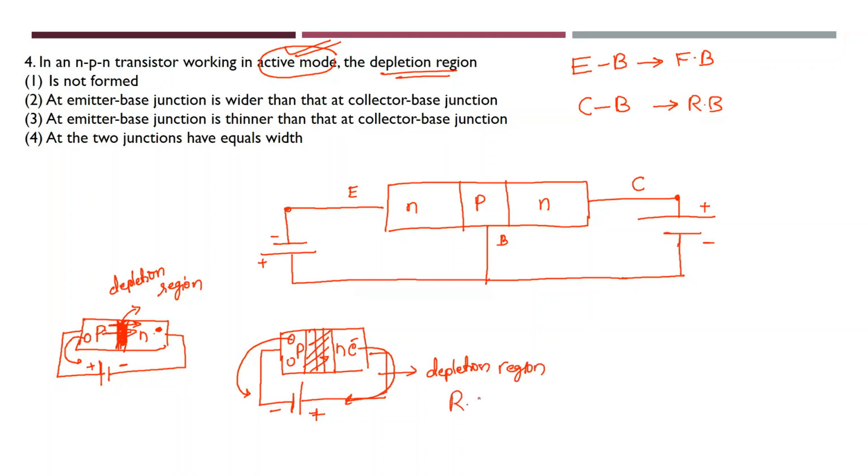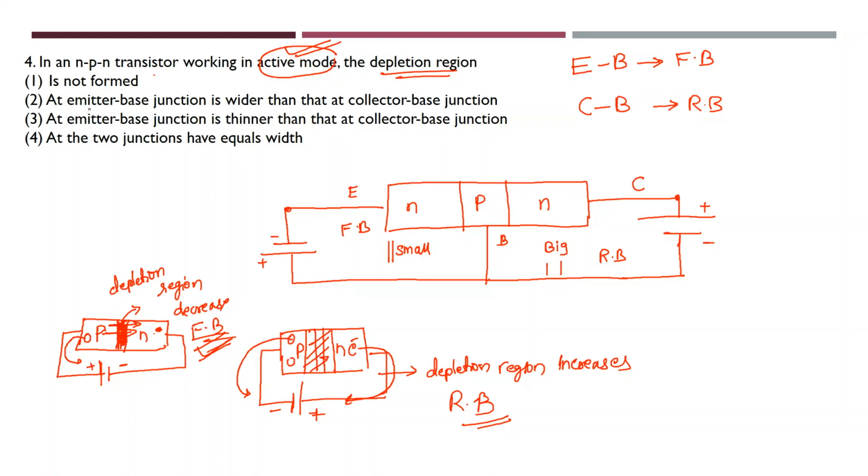So the depletion region increases in reverse bias, whereas in forward bias, the depletion region decreases. This is the point you have to remember from diodes. Depletion region decreases in forward bias, depletion region increases in reverse bias. So let us see the next option. Depletion region will be formed. So this is forward bias, this is reverse bias. How should the depletion region be in forward bias? It should be small, means it decreases in forward bias. It should be big, means large in reverse bias.